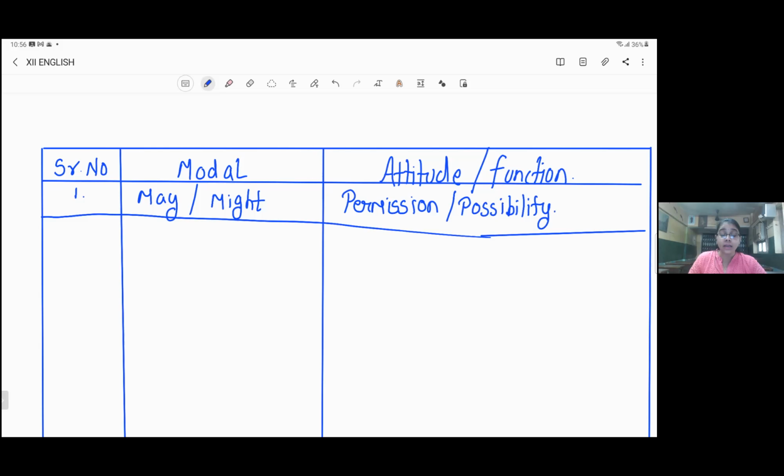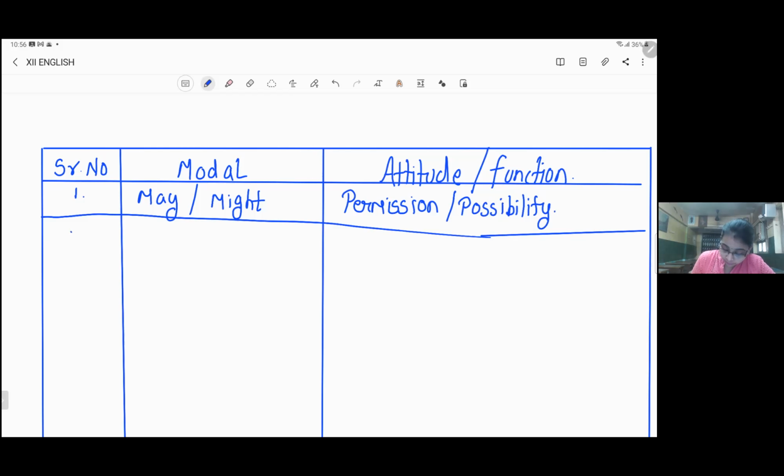So what you all ask when you are entering the class, when a teacher is standing, right? What will you ask? May I come in? And possibility, why? It is the possibility that the teacher will say yes or say no. If you are late, the teacher will say no. The teacher can say no also and can say yes also. So permission and possibility both go with these two words.